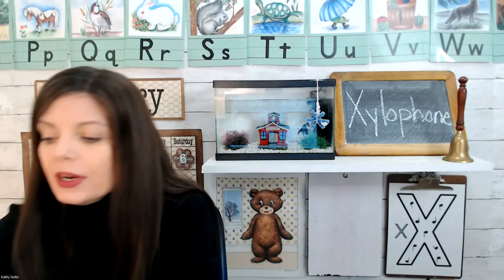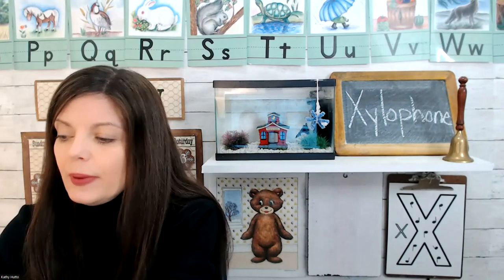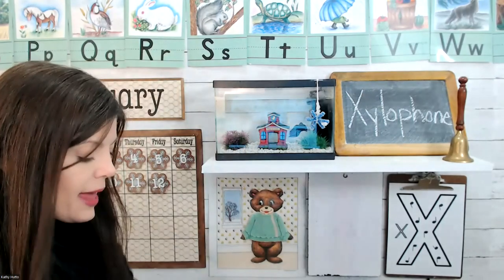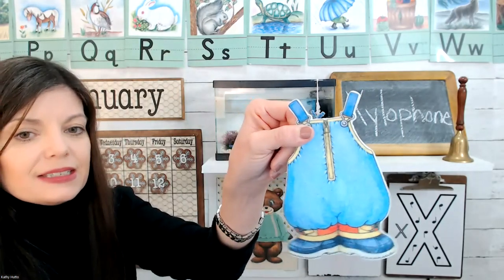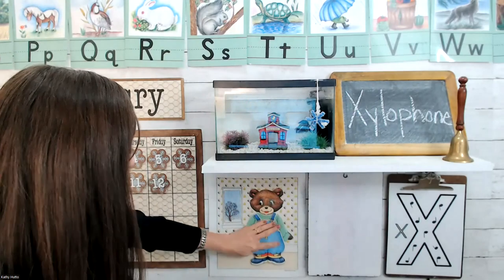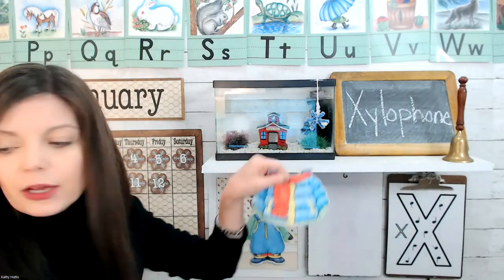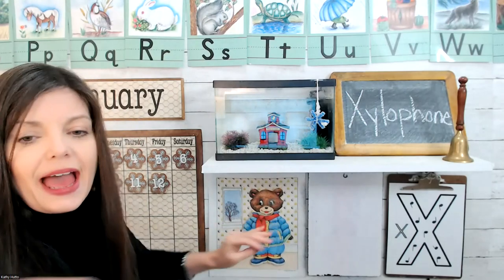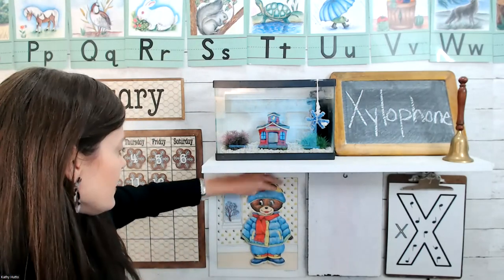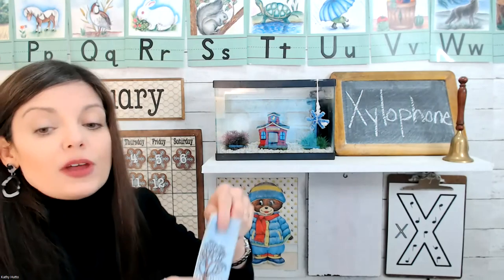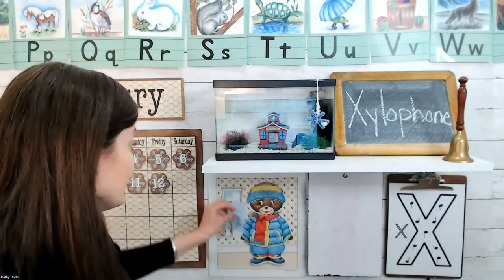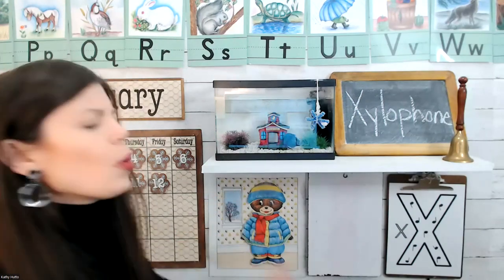We are going to put on something warm for weather bear. How about a long sleeve shirt? And oh, look at this. This looks warm. And let's put on a coat for weather bear and a hat. What season is Weather Bear dressed for? Winter. Winter is the season right now. Well, that was our calendar and weather time.